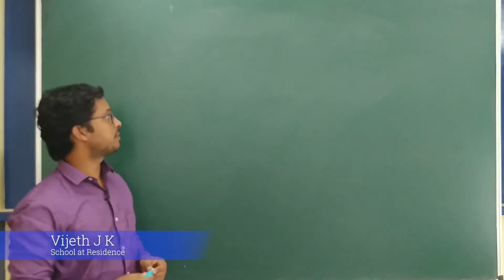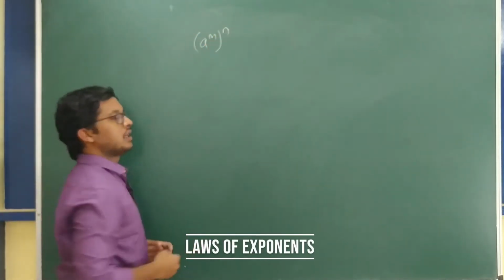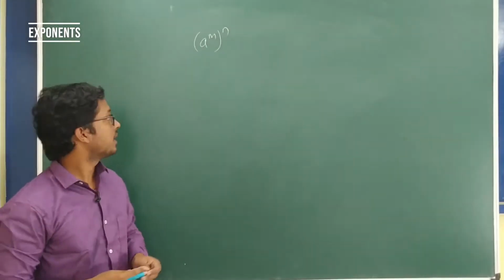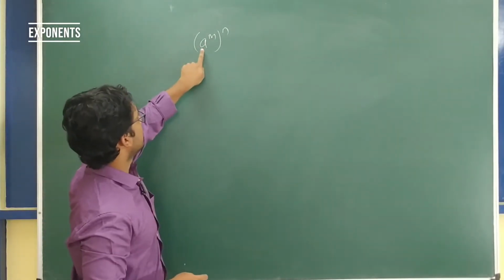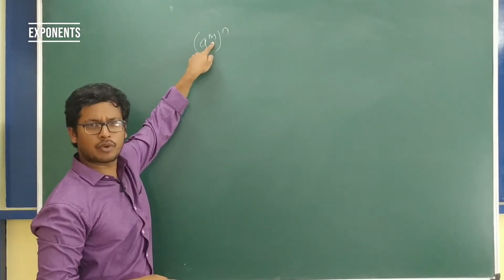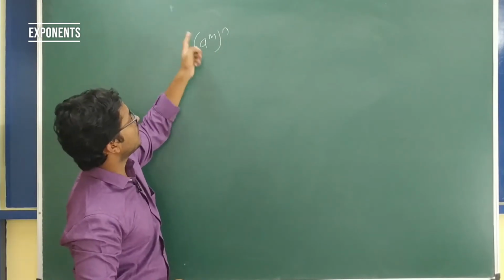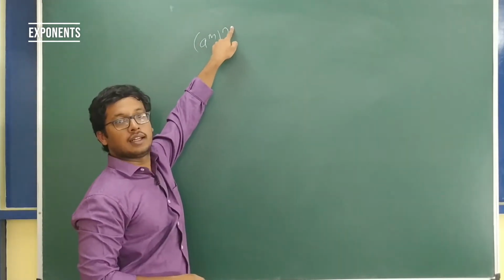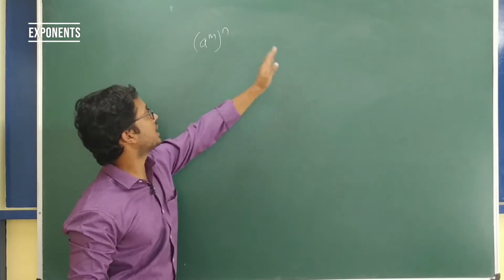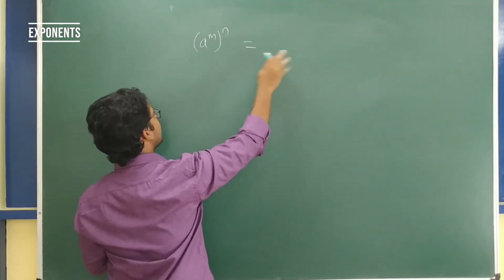Let's say the next law of exponent, which is (a^m)^n. Please try to understand what is happening here. Inside the bracket, a^m means a is multiplied m number of times, and this is whole raised to n, which means a^m is multiplied n number of times. So if I have to expand this one and write using exponents, then what will it be?